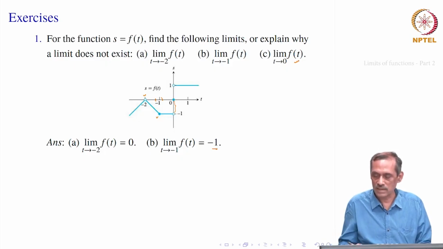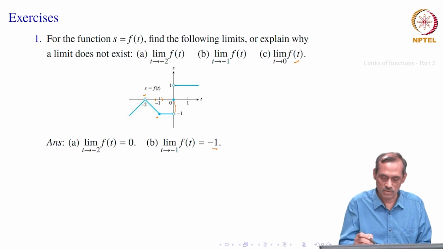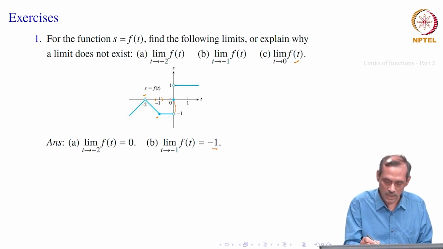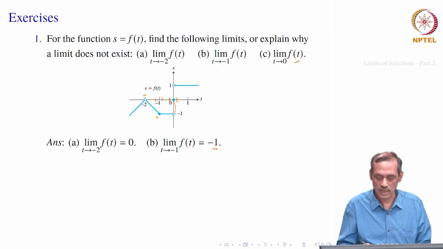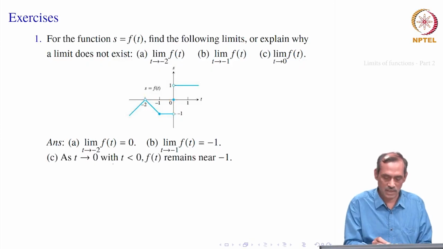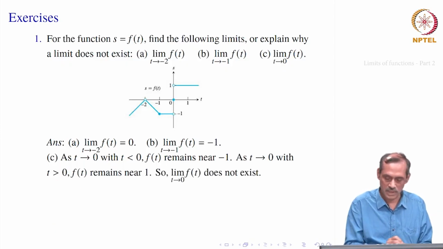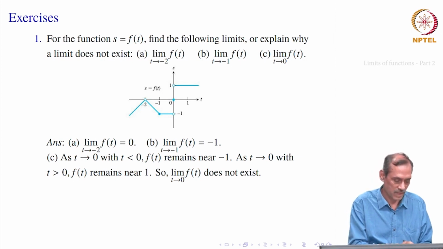Next, we are asked to find in c the limit of f t as t goes to 0. So, at 0, you take a small neighborhood around 0. On the left side, the value of the function is remaining near minus 1, it is exactly equal to minus 1. On the right side, it is 1. So, it should not have any limit there. It does not matter whatever f 0 is defined, right. So, c says that as t goes to 0 with t less than 0, f t remains near minus 1, and as t goes to 0 with t greater than 0, f t remains near 1. So, limit does not exist. Okay. Fine, I think this is clear.